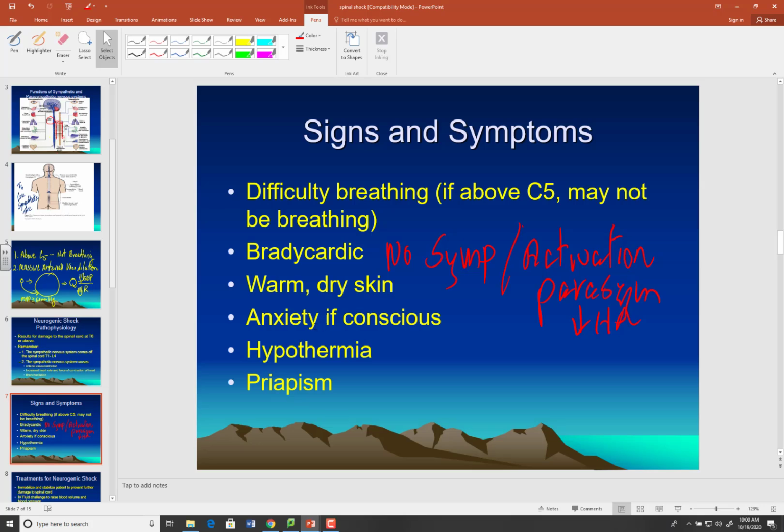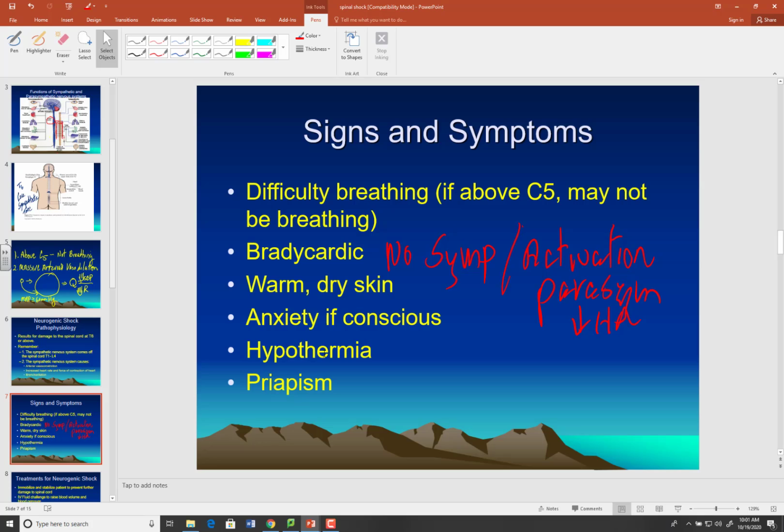They're going to be anxious too, right? If they're conscious. And then they develop hypothermia. Remember, the cardiovascular system is the radiator of the body. So the radiator of the body is all the arteries are dilating. So you're dissipating all that nice, warm arterial blood to the surface, and you're going to lose body heat as a result. And in males, they get priapism.